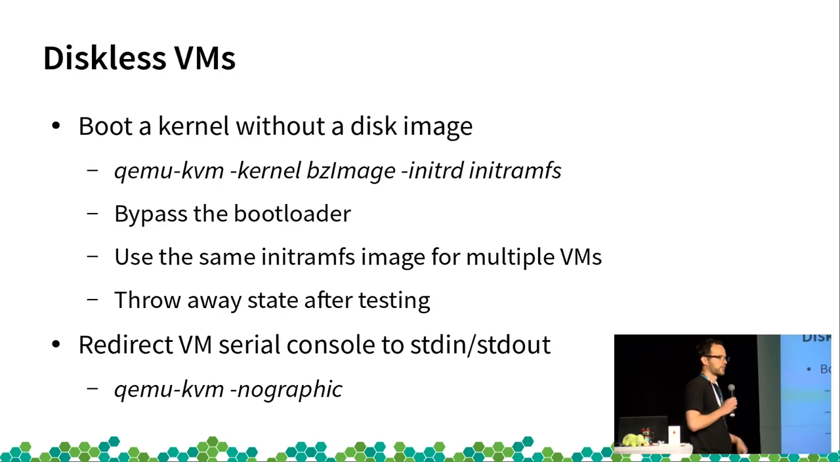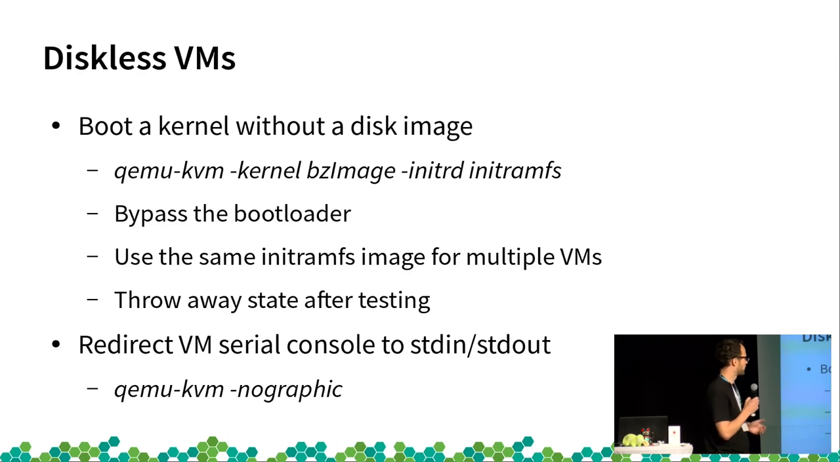So with that frustration, I looked around at what other people had done, and found that QEMU KVM does support booting directly from a kernel bzImage. You can give it an initramfs image alongside that, and it will basically bypass the bootloader and boot straight up to that kernel. So that looked promising. This was a way to have a much more immediate turnaround in the work I was doing.